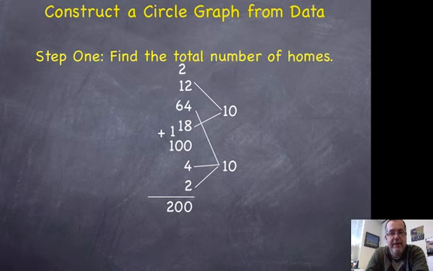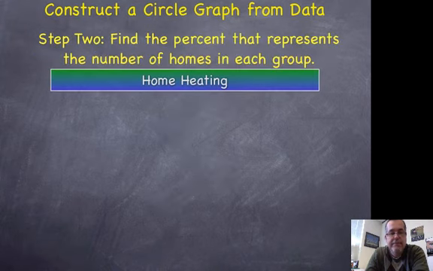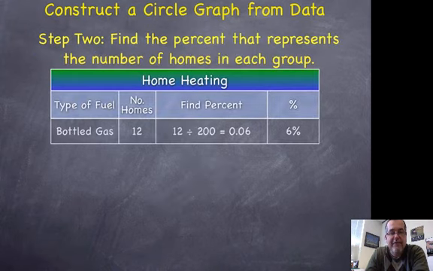1 plus 1 is equal to 2, so my answer is that there are 200 homes that were used in that graph or chart. So now we need to find the percent that represents the number of homes in each group. So with bottled gas we have 12 homes. We're going to divide that by the number of homes altogether. So 12 divided by 200 gives us 6 hundredths, or 6%.